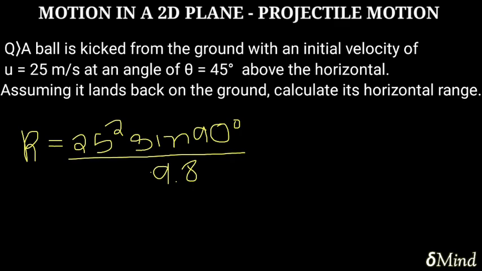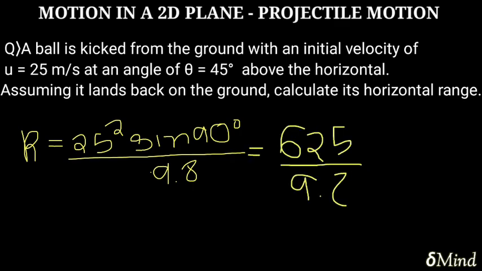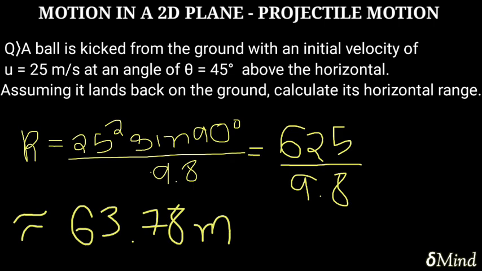We can substitute in the values and get 625 meters squared per second squared times sine 90 by 9.8, which equals 625 meters squared per second squared by 9.8, which is roughly equal to 633.78 meters. See how our derived equation made that calculation a bit quicker for this specific scenario, where the launch and landing heights are the same.